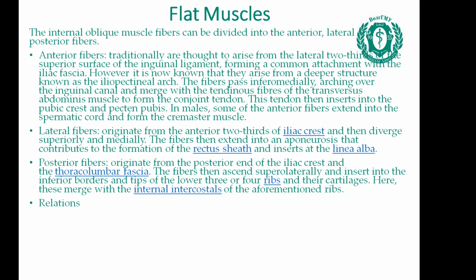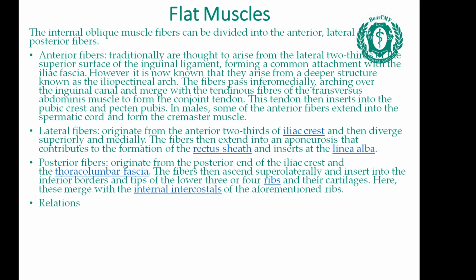In males, some of the anterior fibers extend into the spermatic cord and form the cremaster muscle. Lateral fibers originate from the anterior 2/3 of the iliac crest and then diverge superiorly and medially. The fibers then extend into an aponeurosis that contributes to the formation of the rectus sheath and inserts into the linea alba. Posterior fibers originate from the posterior end of the iliac crest and the thoracolumbar fascia.